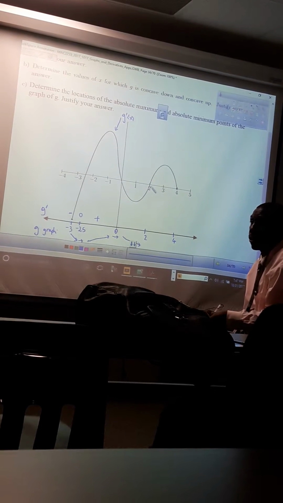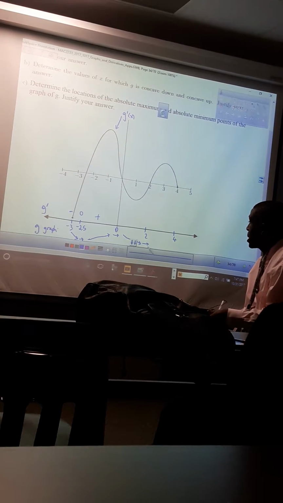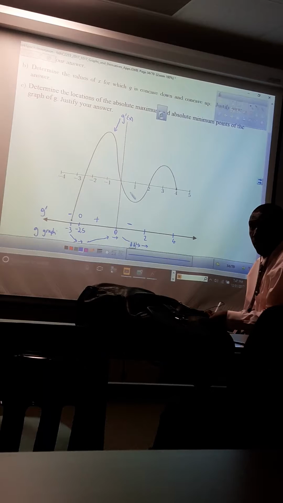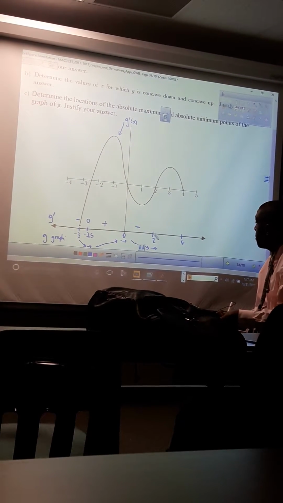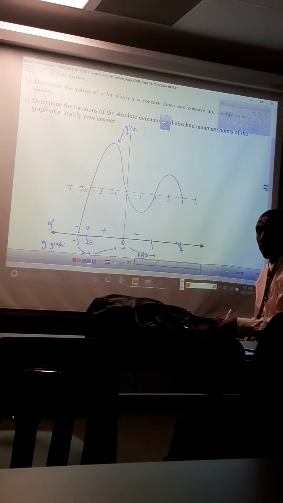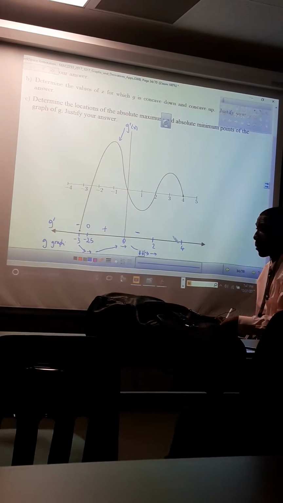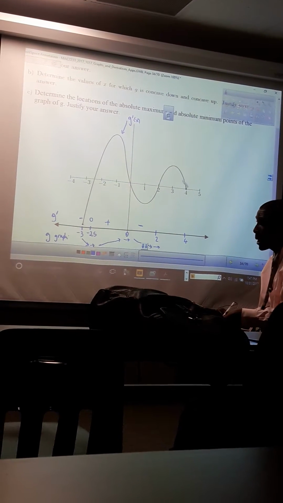And then what's happening at 2? G prime is 0 again. That means G is turning. By the way, right here, G prime is negative because the graph is below the x-axis. Now, what is G prime from 2 to 4? Positive or negative? Positive, it's above the x-axis, right?